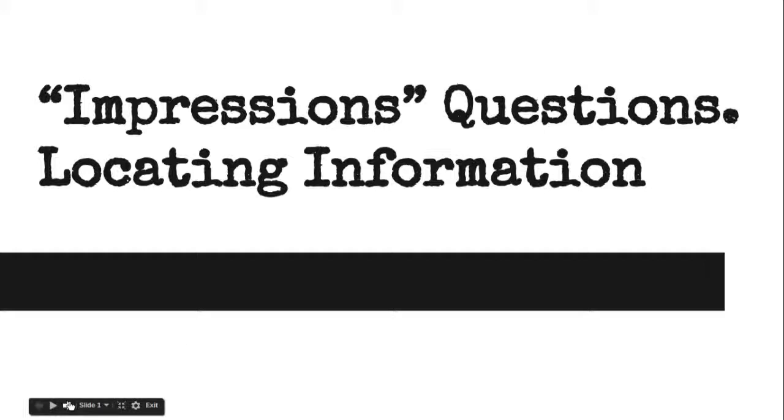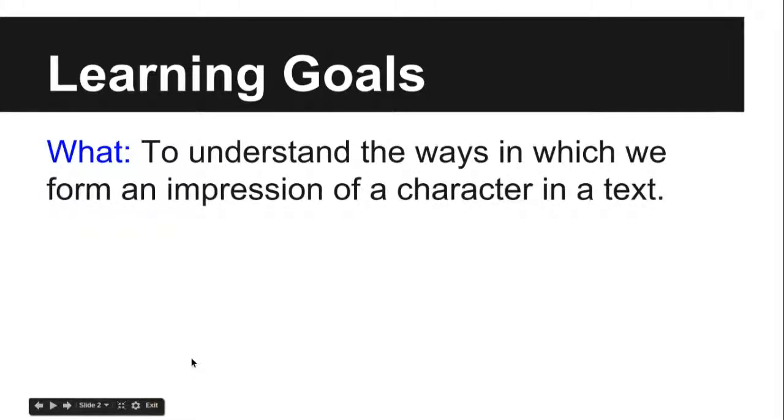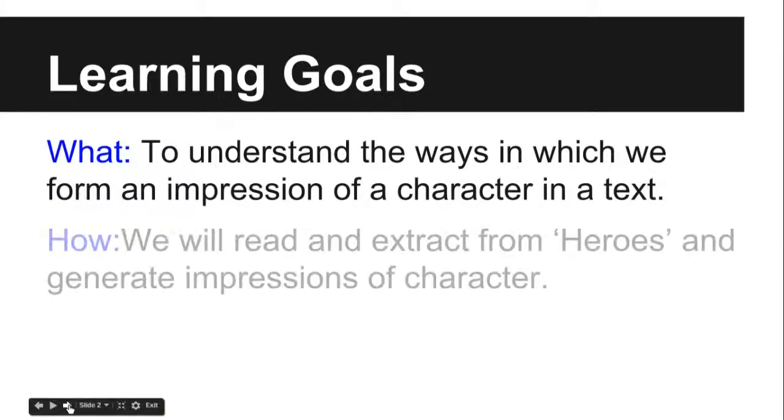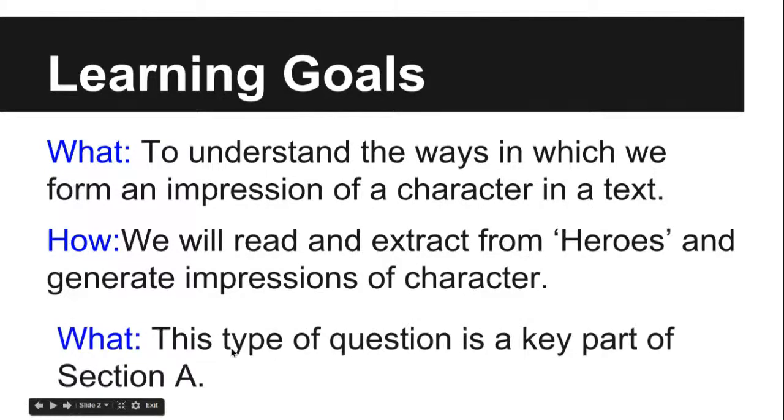So, impressions questions, locating information. The purpose of this tutorial is to understand the ways in which we can form an impression of a character in a text. And how we're going to do that is we're going to look at an extract from a book by Robert Cormier called Heroes. You might have read a little bit of this in your class, and we're going to generate some impressions of a character in Heroes. Why is this important?